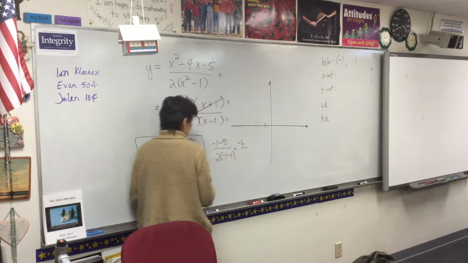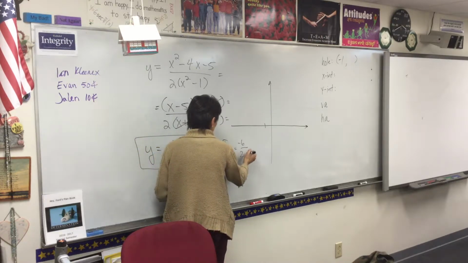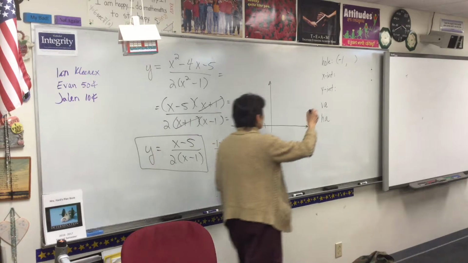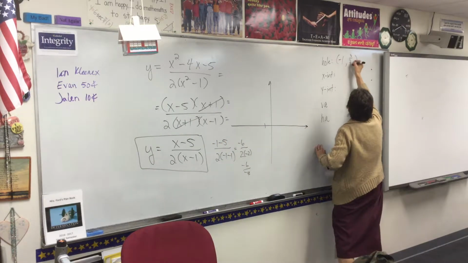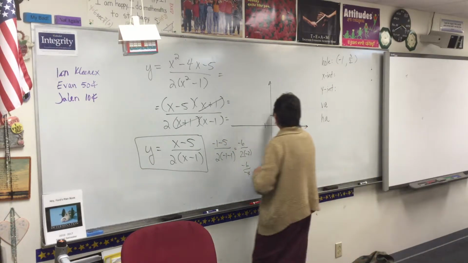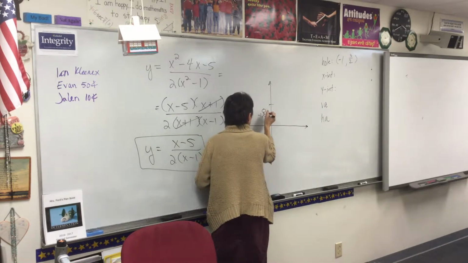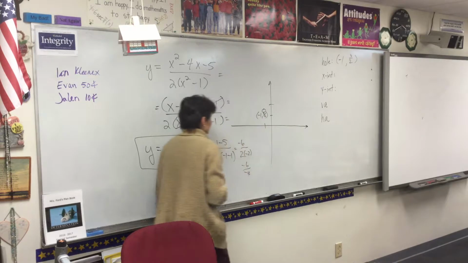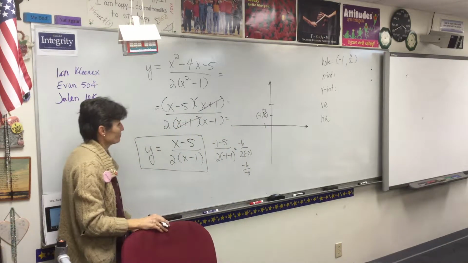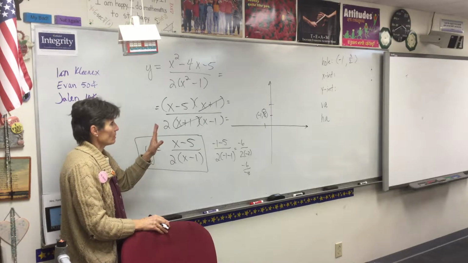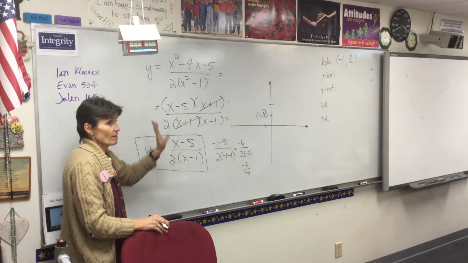That's -6 over -4, which reduces to 3 over 2. So I will plot that point, open circle, at -1, 3/2. Okay, that's not bad. All right, now, I need all the rest of that stuff though.